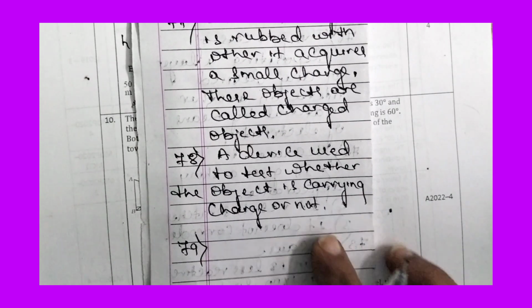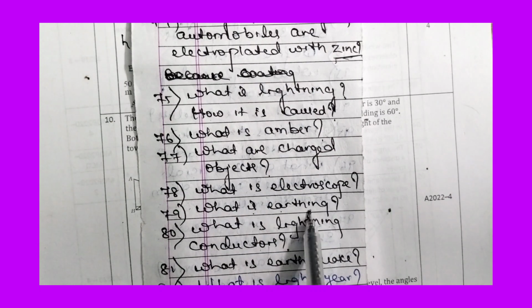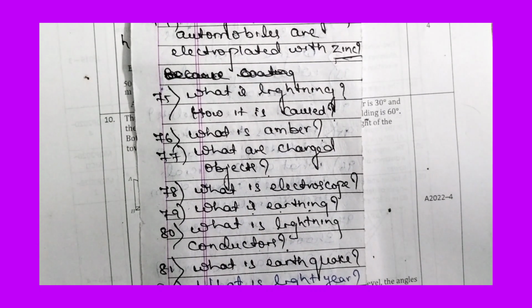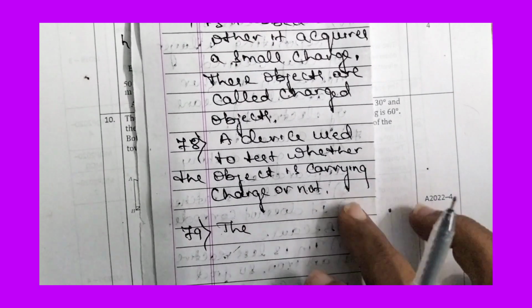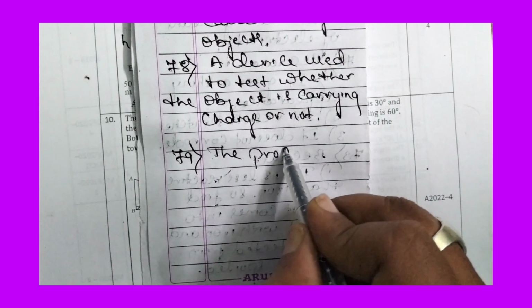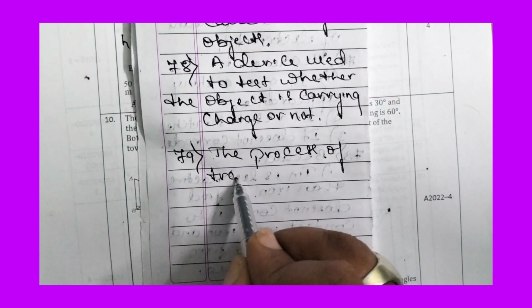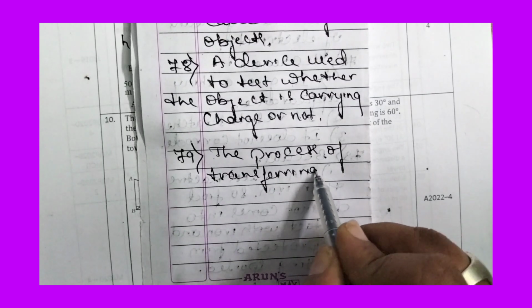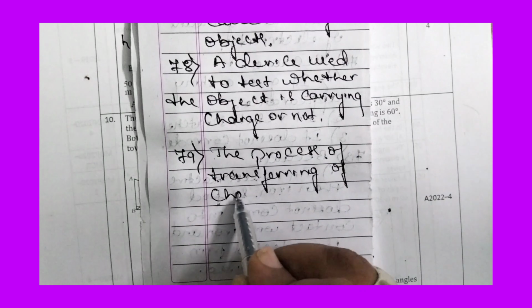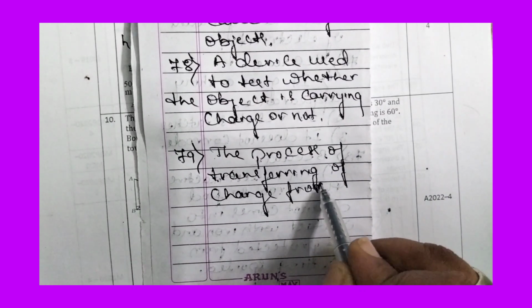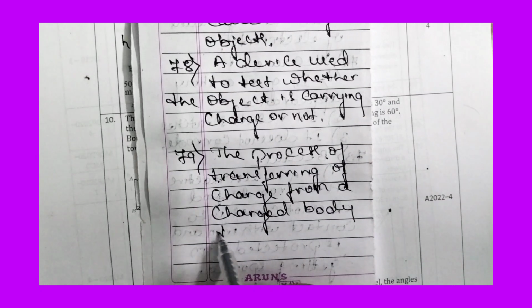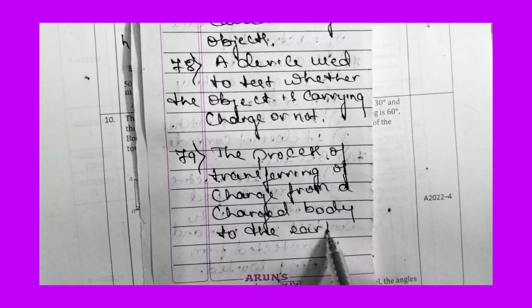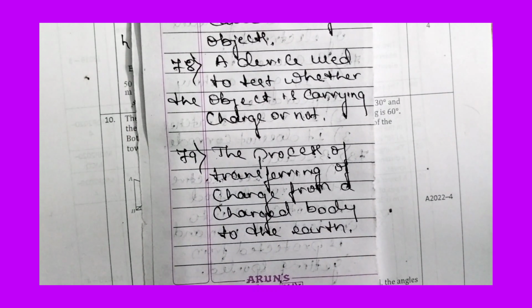Next, the 79th question. The 79th question is, what is earthing? Now let us answer this question. Earthing is the process of transferring of charge from a charged body to the earth. This is called earthing.